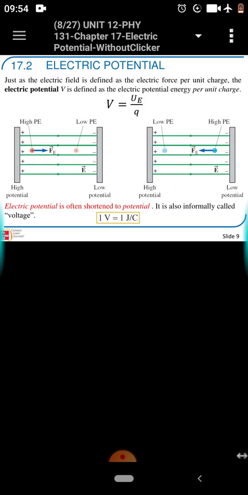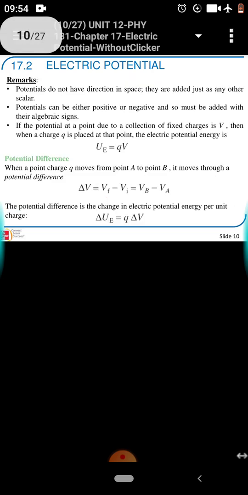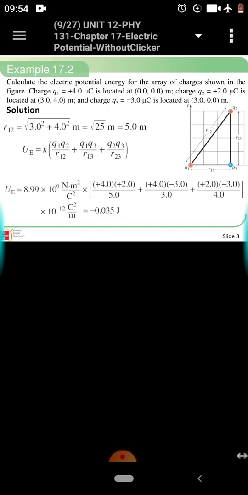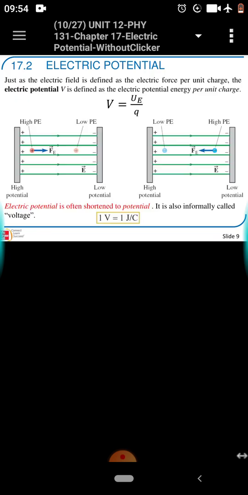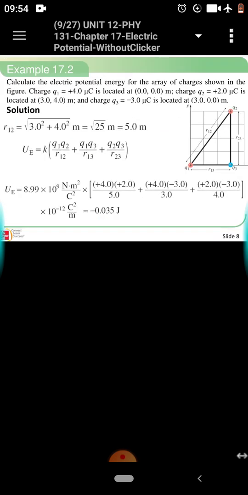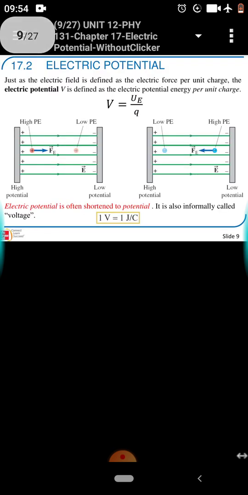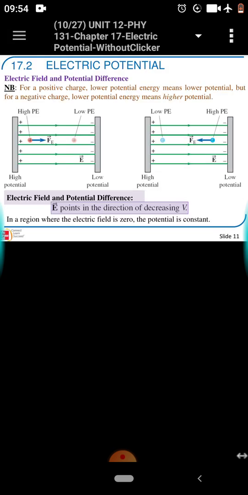I think it's very simple compared to the other exercises we had in chapter 16. So now let's go over to electric potential.